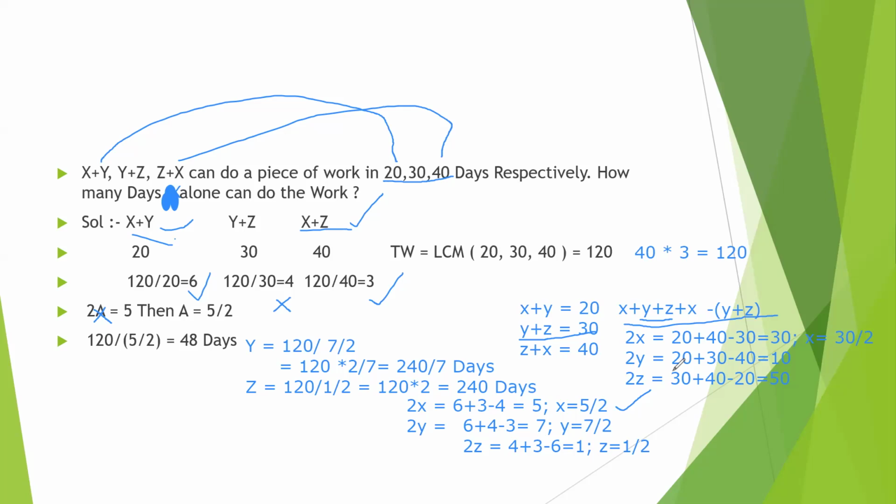Then we get the number of days. In the same way, 120 divided by 7 by 2 gives the days y alone takes to do the same work, and 120 divided by 1 by 2 gives the days z alone takes. This is the concept. It is very, very important for whoever is preparing for competitive exams. Their syllabus contains aptitude, and many times this type of question is asked. This is how to solve this type of question.